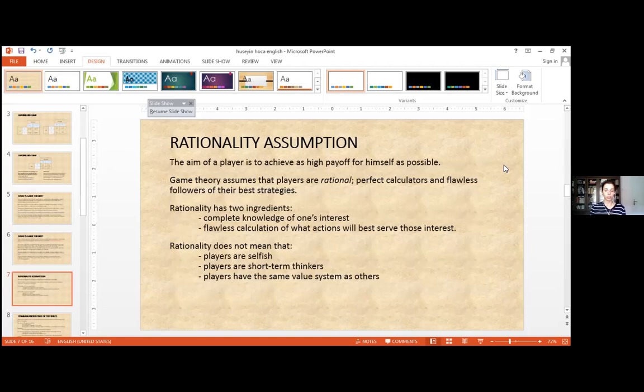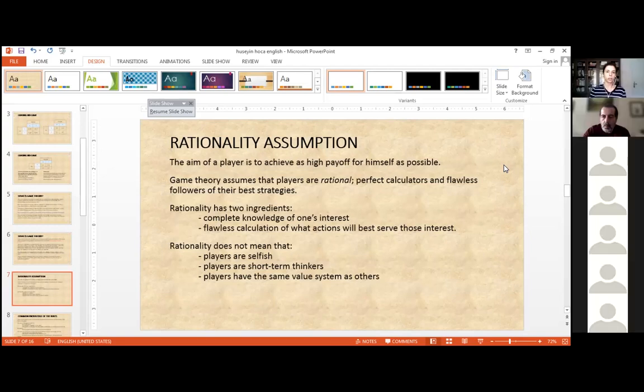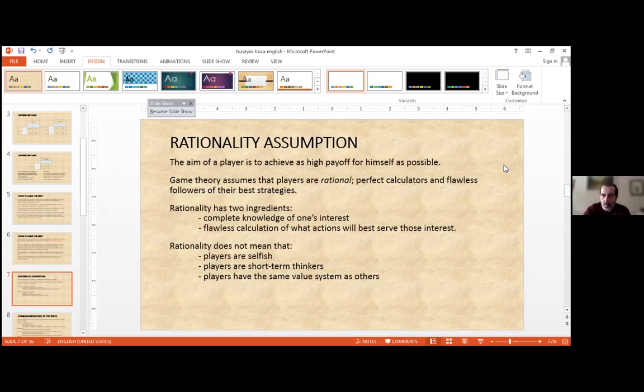So each player is calculating the strategy that is in his own best interest, and he is very good at following that strategy in the course of the play. That's the definition of rational behavior. So game theory assumes that we are perfect calculators and flawless followers of our best strategies. It has two ingredients: complete knowledge of our own interest, and flawless calculation of what actions will best serve our best interests.